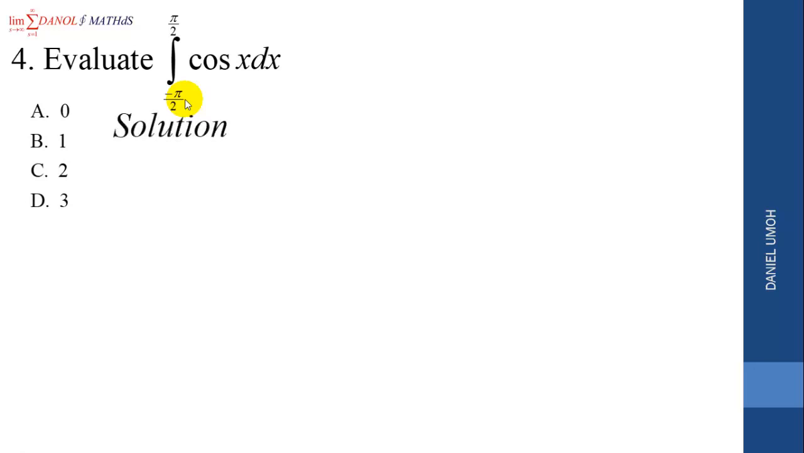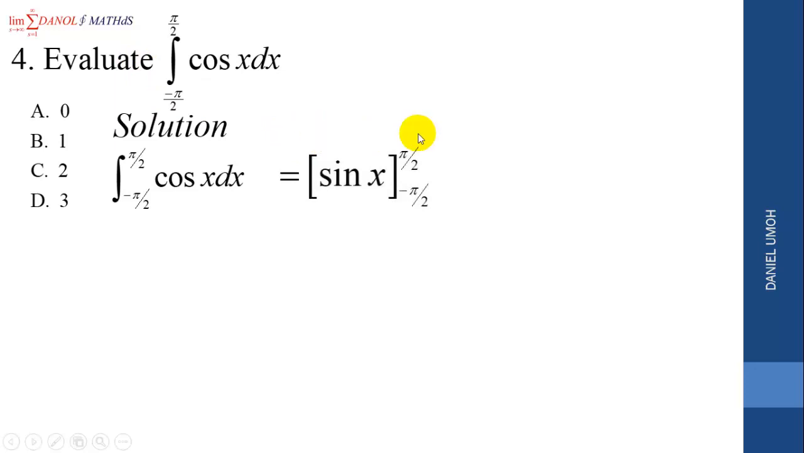Now, according to the rules of integrals, the integral of cos x is sin x. Therefore, the integral of cos x dx with an upper bound of pi over 2 and a lower bound of minus pi over 2 will give us sin x with upper bound pi over 2 and lower bound minus pi over 2. So according to the rules of integrals, we are going to have sine pi over 2 minus sine minus pi over 2.